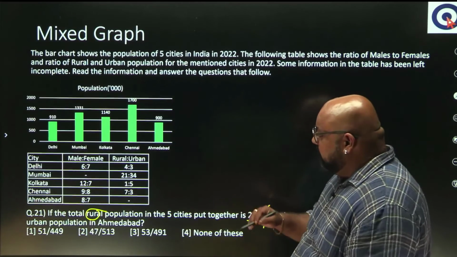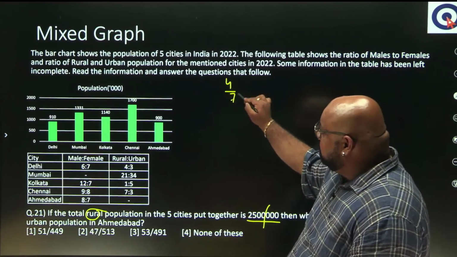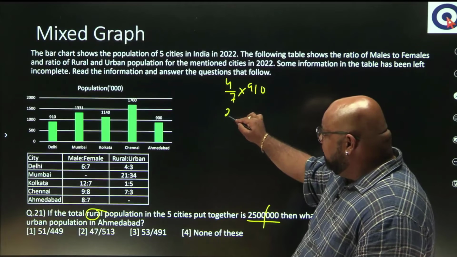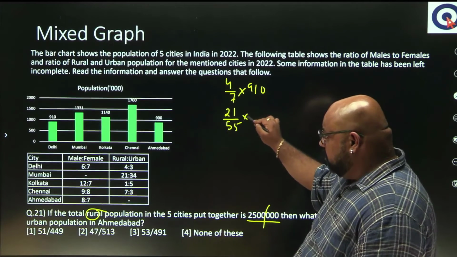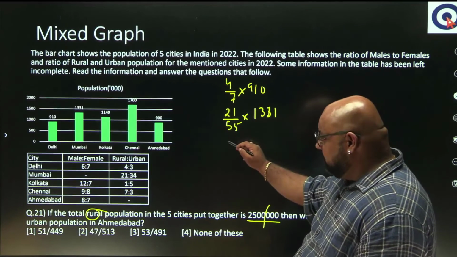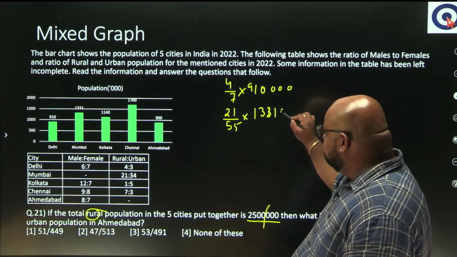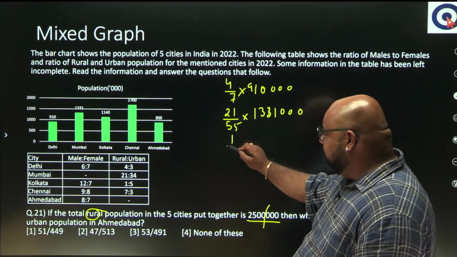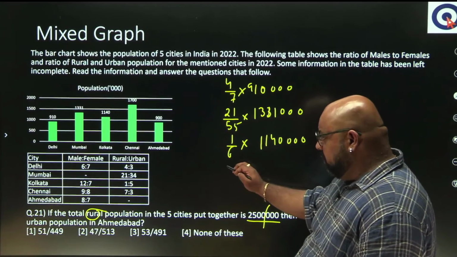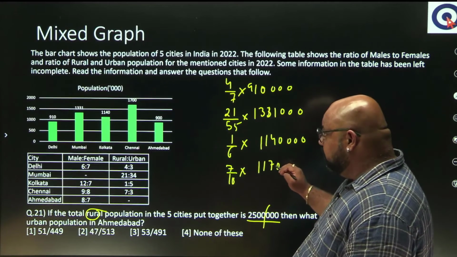Now, let us start by finding out the rural population of each city. For Delhi, it is 4 by 7 of 910. For Mumbai, it is 21 upon 55 of 1331. There will be 3 zeros after all of these numbers. I'll just write it down as well. Then Kolkata is 1 by 6 of 1140 and Chennai is 7 by 10 of Chennai 1700, sorry.